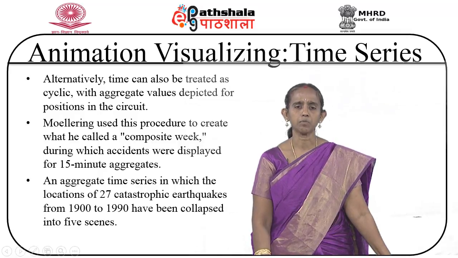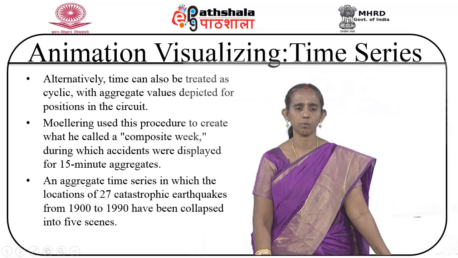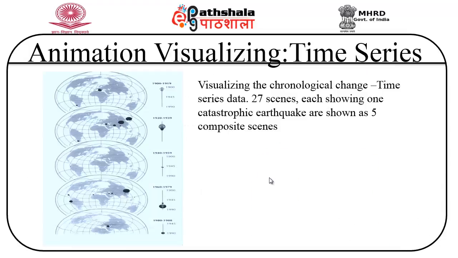An aggregate time series in which the locations of 27 catastrophic earthquakes from 1900 to 1990 have been collapsed into 5 scenes is shown here in the form of a time series animation. This is a visualization of the chronological change of the time series data. There are 27 scenes, each showing about one catastrophic earthquake, and they are shown as 5 composite scenes here.